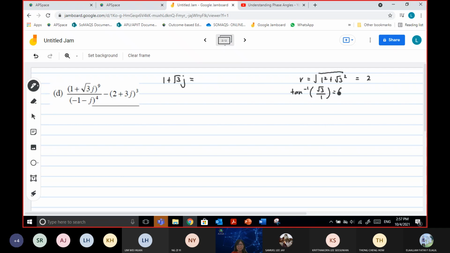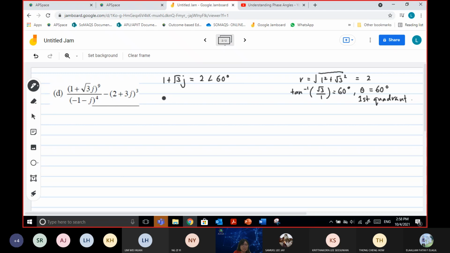Which is 60 degrees. Since x and y are both positive, it's in the first quadrant, so theta equals 60 degrees. Then it will be 2 angle 60 degrees. We get this done for the first one.